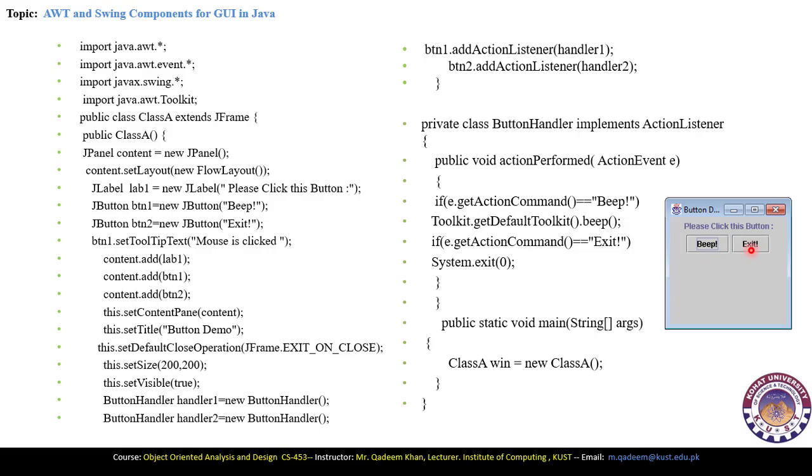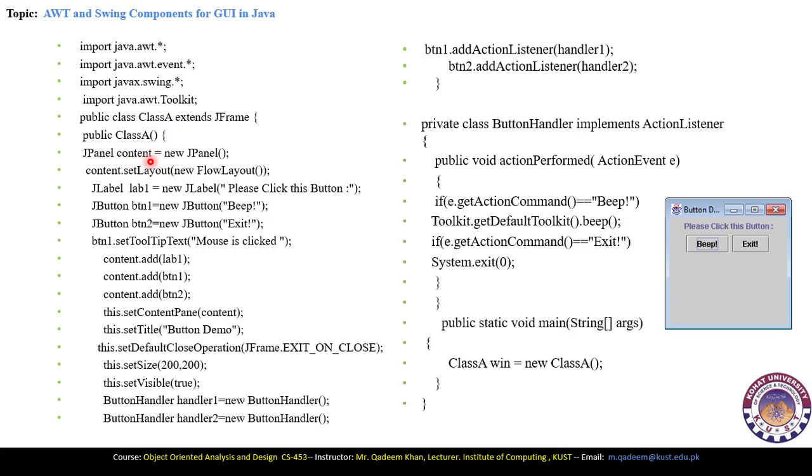When you click on the exit, then the computer will be closed here. So first we have declared different packages. Then we have declared our own class A. In the previous example, we declared class 1. So when you transfer this code to the Eclipse IDE, you need to change this class A to class 1. Here is the constructor.